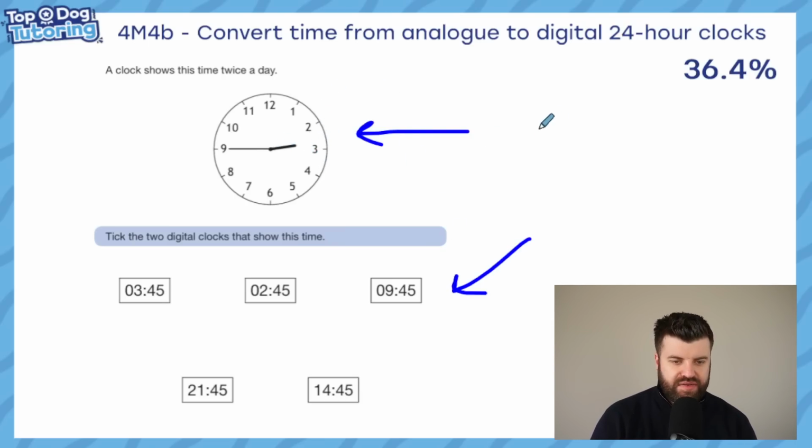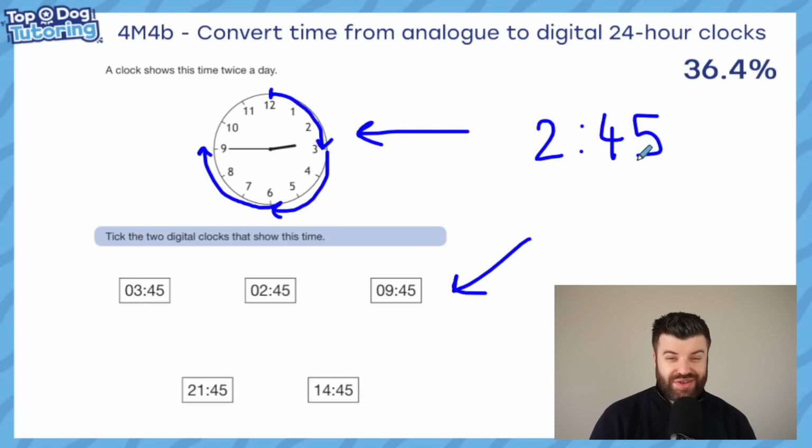The hour hand isn't at 3, so it's going to be 2 something. And then how many minutes past 12 have we got? Well, that's 15 for a quarter. That's 30 for a half. Another quarter around, 3/4, would be 45. So this clock is showing 2:45, which means we can tick this one straight away.